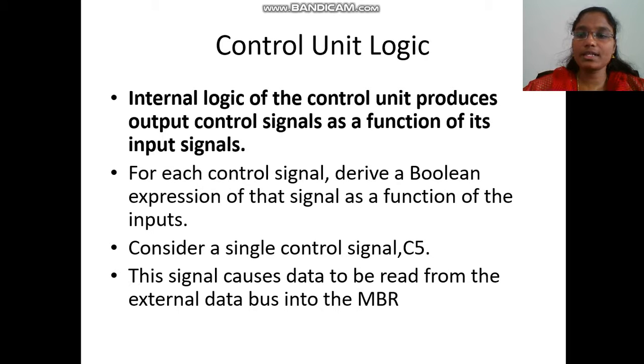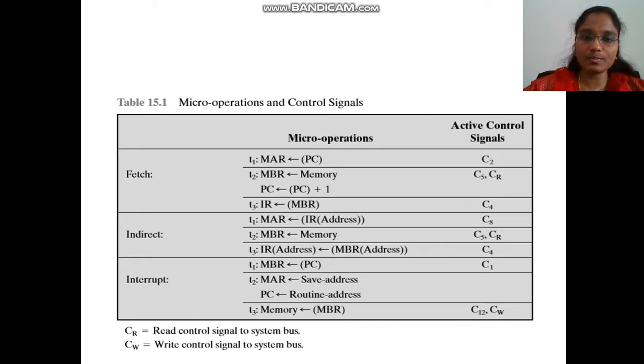The next one is the control unit logic. The internal logic of the control unit produces the output control signals as a function of its input signals. Based on the input signals we give, the control unit has an internal logic which produces the output signals, and for each of these control signals, a Boolean expression has to be found or derived as a function of the inputs. Look at this picture.